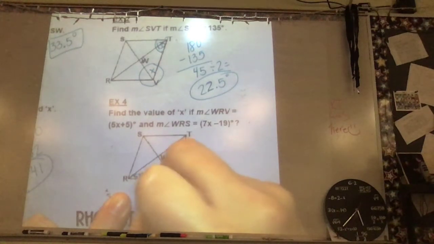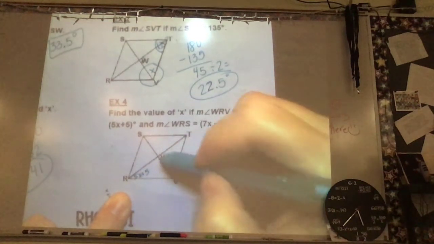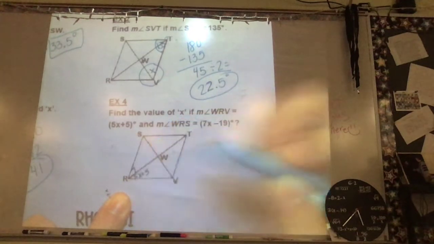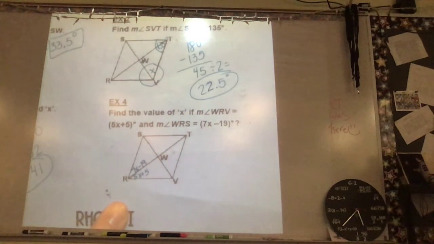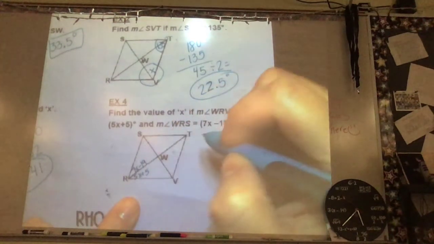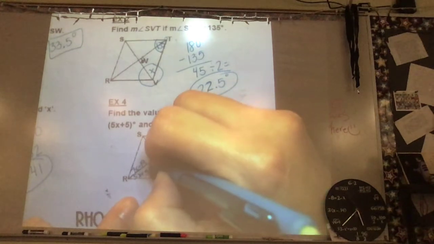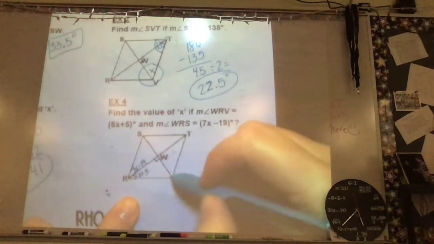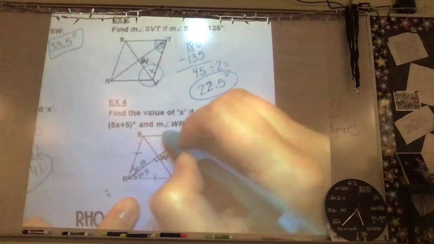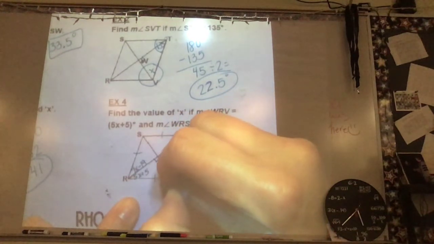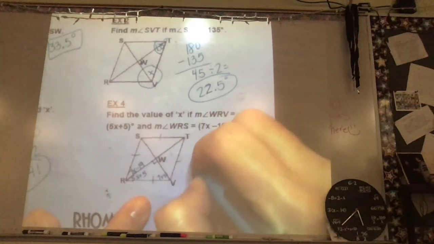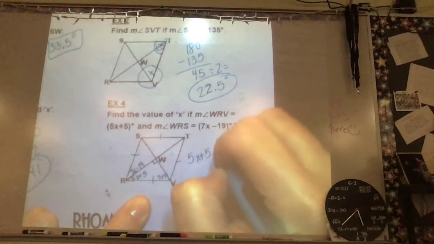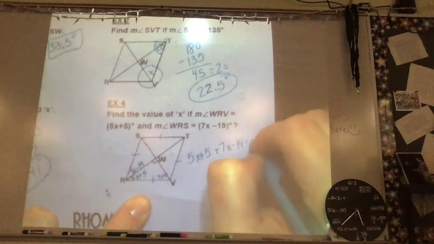All right. Okay, so example 4 here says find the value of x if the measure of angle WRV is 5x plus 5, and the measure of angle WRS is 7x minus 19. And it wants me to solve for x here. Are these mimicked triangles going around? Because all of these sides are congruent. Which means that this would also be 7x minus 19, and those should add up to 90. Let's go with that. So we're going to say that 5x plus 5 plus 7x minus 19 equals 90.